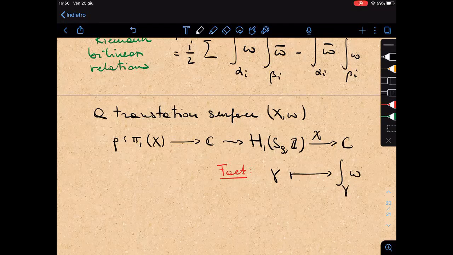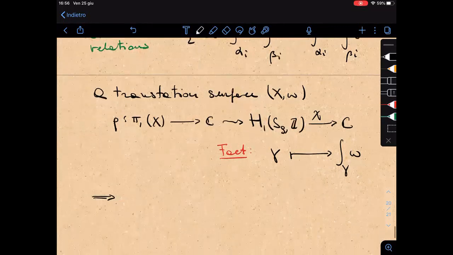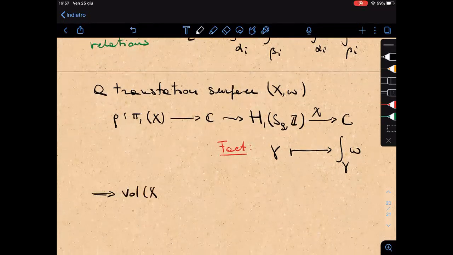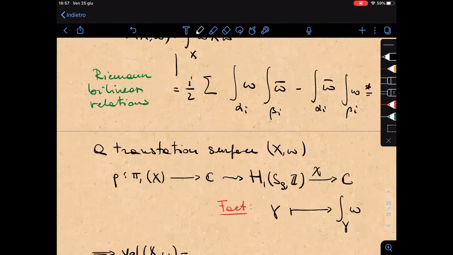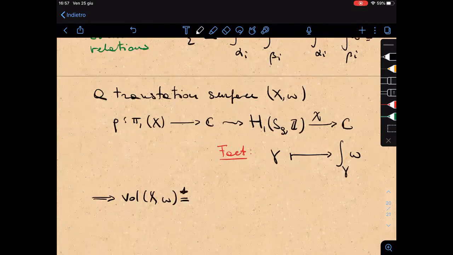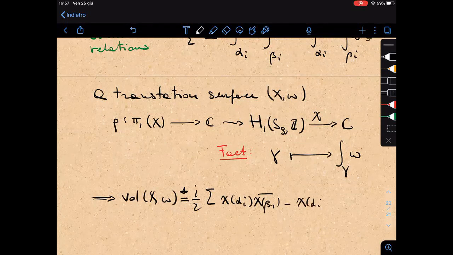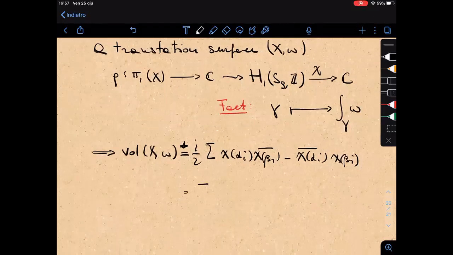And so if you use this fact, this implies that the volume of X, omega, from this equality star, becomes i over 2 times the sum of chi alpha_i times chi beta_i bar minus chi alpha_i bar times chi beta_i, and this is nothing but the summation of the imaginary part of this product.